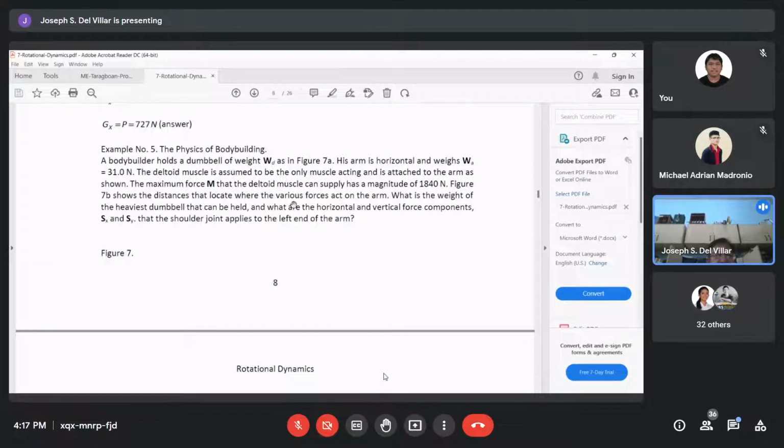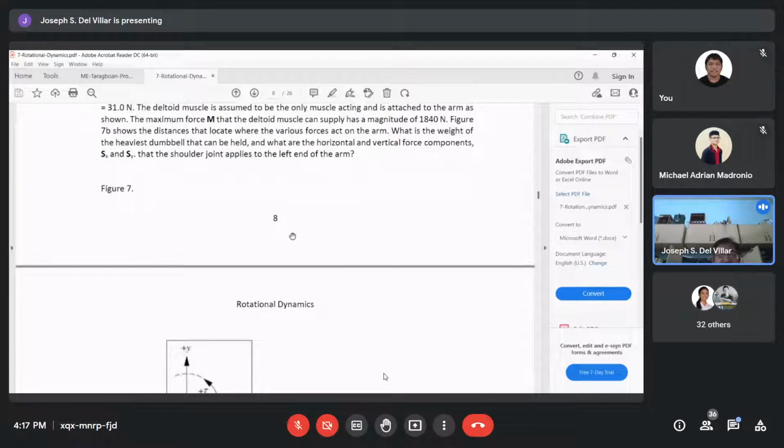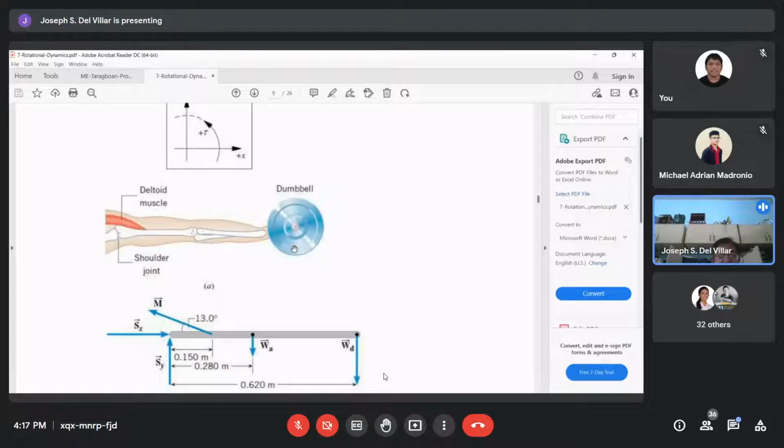So the deltoid muscle is assumed to be the only muscle acting and is attached to the arm. Now, the maximum force M that the deltoid muscle can supply has a magnitude of 1,840 newtons. Okay, so ito yung deltoid muscle. So this is the free body diagram.